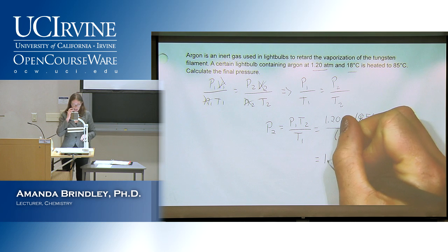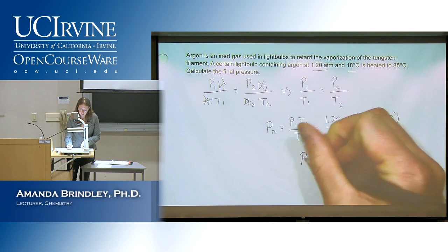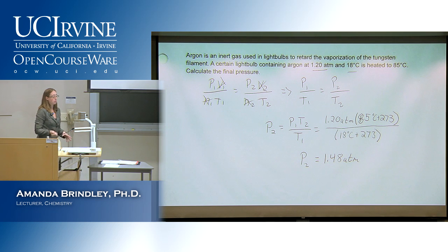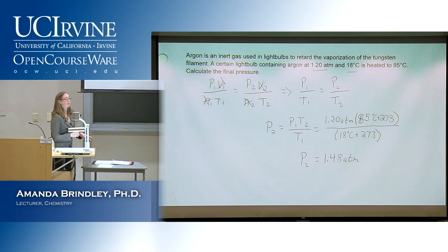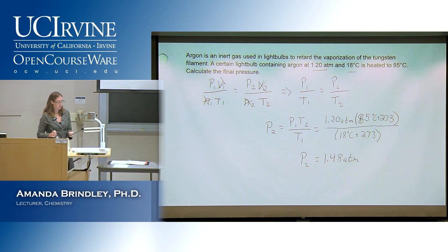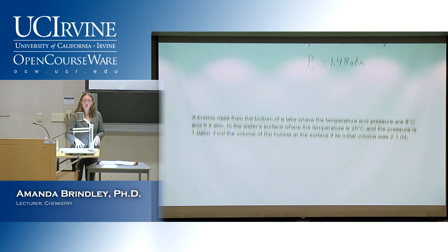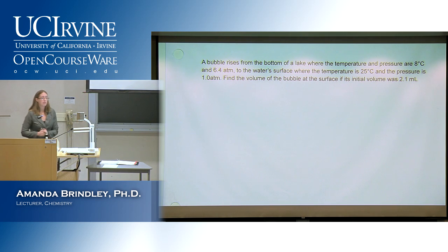And so we fill everything in, and we solve. So we would know that whatever glass or whatever system we use to contain our light bulb would need to be able to stand up to 1.48 atmospheres, which shouldn't be too big of a deal for it. Okay. Questions? No? All right, so now we have a bubble.